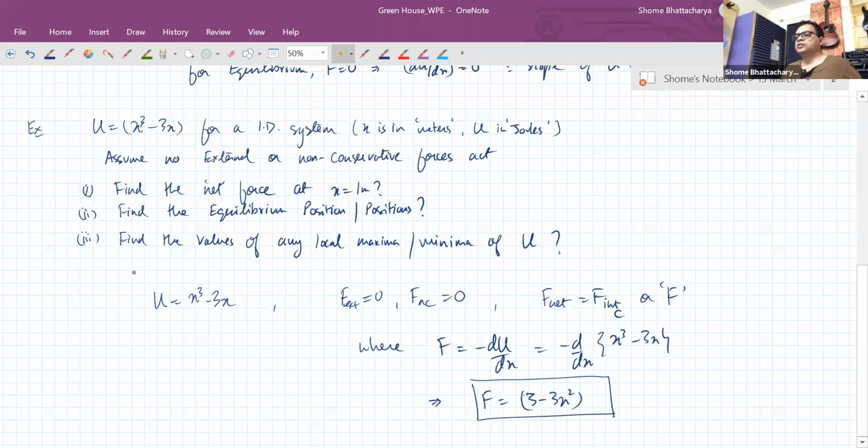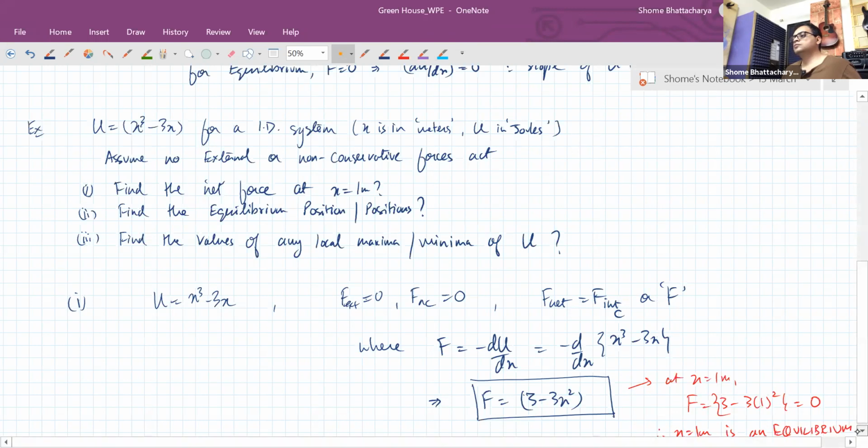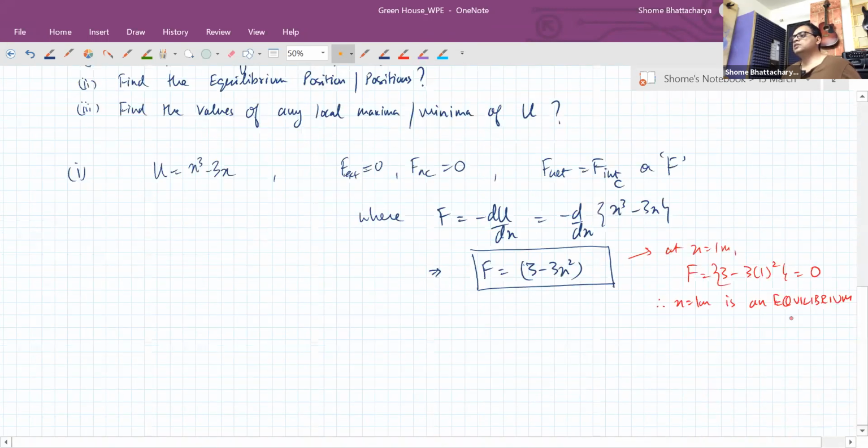Okay, so therefore you can see from this that at x equal to 1 meter, the net force is equal to 3 minus 3 into 1 square. So that is 0. So in fact, x equal to 1 meter is an equilibrium point, because the net force at it is 0.